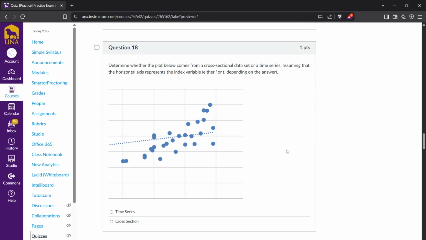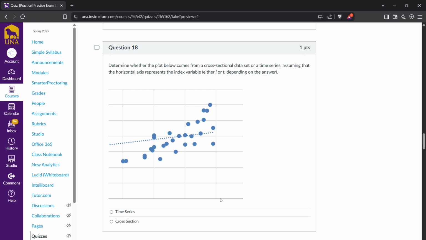Okay, 18 is also really interesting. What a curveball question. Determine whether the plot below comes from a cross-sectional data set or a time series, assuming that the horizontal axis represents the index variable. Now you might just look at it and check your instincts and say, this looks like the scatter plots we saw with cross sections. It doesn't look like a line diagram or any of the things that we saw with time series. So why does it not look like what we see with time series?